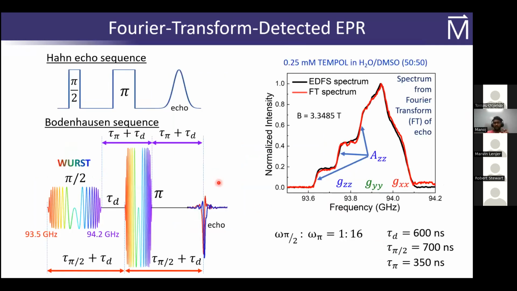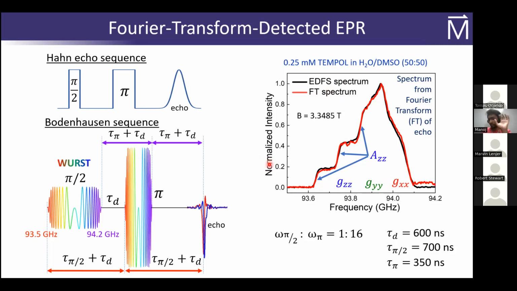This is the result from our experiment, where we chirped from 93.5 gigahertz to 94.5 gigahertz with a length of about 700 nanoseconds. As we can see from this figure, the features we get from the Fourier transform spectrum are almost the same as we get from the Hahn echo sequence or the echo-detected field sweep spectrum.